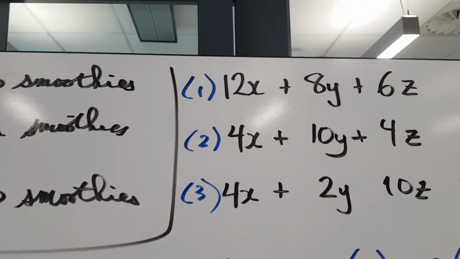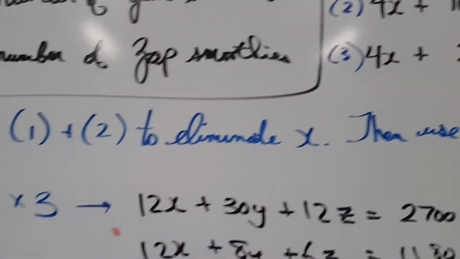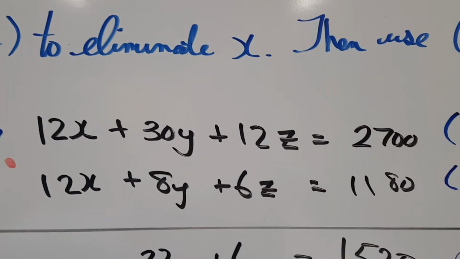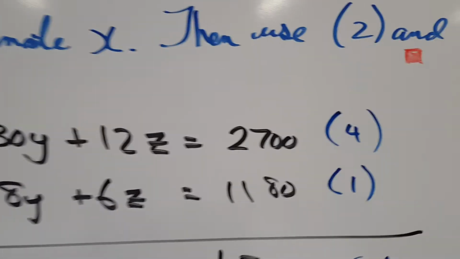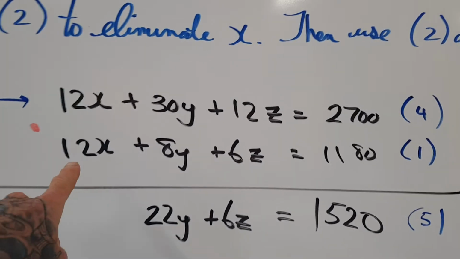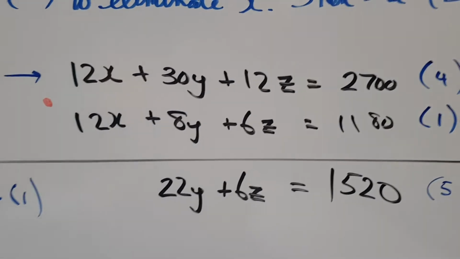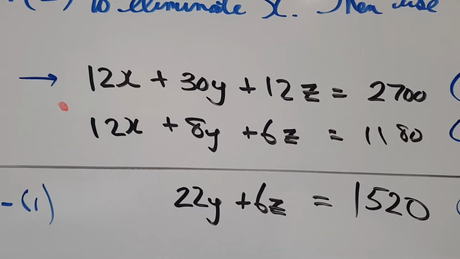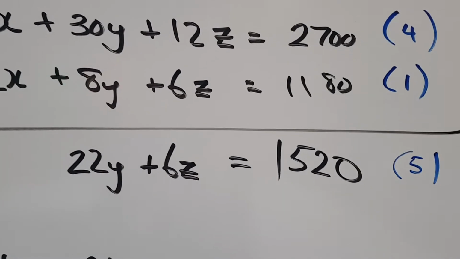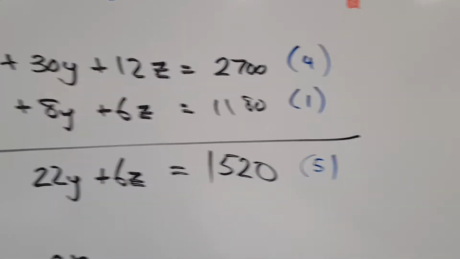Since I noticed that equation 2 has a 4x and equation 1 a 12x, I'm going to take equation 2 and multiply by 3, giving me 12x plus 30y plus 12z is 2,700. And that is the next equation, which I'm going to call equation 4. I'm going to put equation 1 right below it, and subtract equation 4 minus equation 1. And I have eliminated the x variable because 12x minus 12x is 0. I now have 22y plus 6z is 1,520, calling that equation 5.